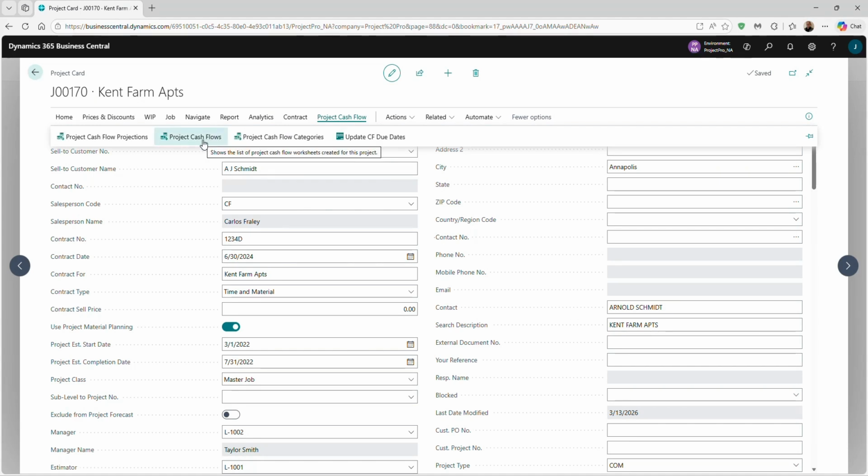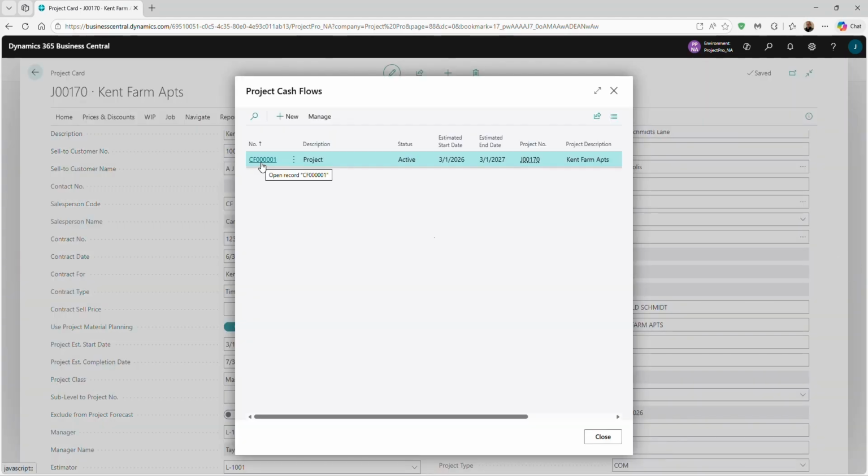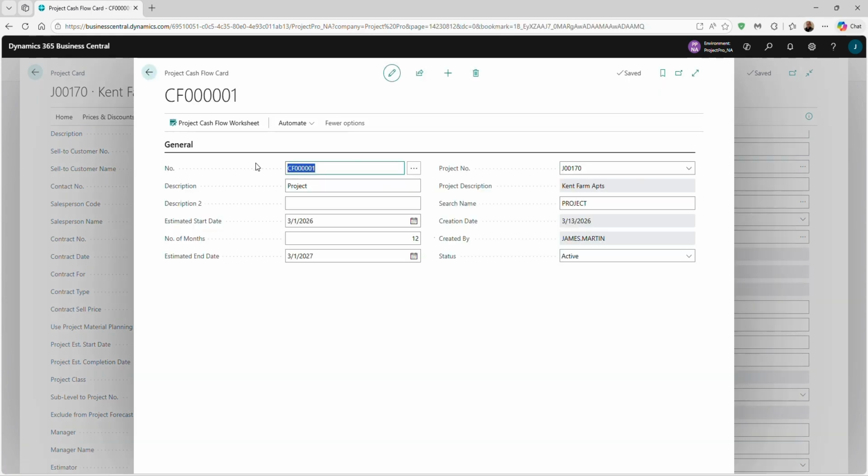After we've completed that, we can move on to our cash flow. I've already set up a cash flow for this project. It's currently the active one, spanning from March to March, a 12-month cash flow. From here, we'll navigate to the cash flow worksheet.